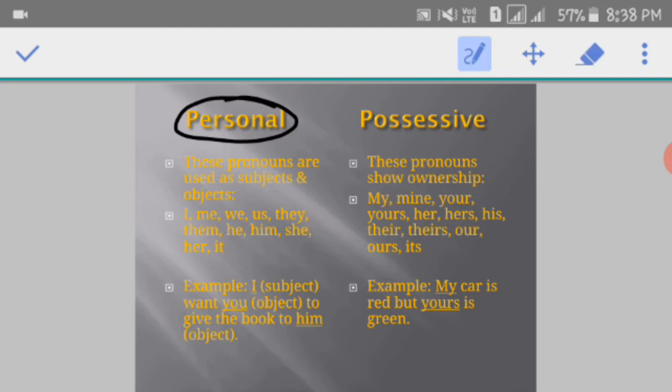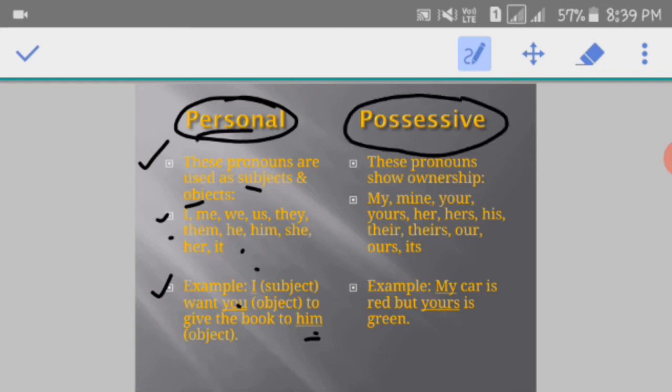The very first type of pronoun is the personal pronoun. So what is a personal pronoun? Personal pronouns are those pronouns which are used to make subject or object. Examples are I, me, we, us, they, them, he, him, she, her, and it. Here the example is I. I is used here as a subject. I want you. Here you is the object. I want you to give the book to him.